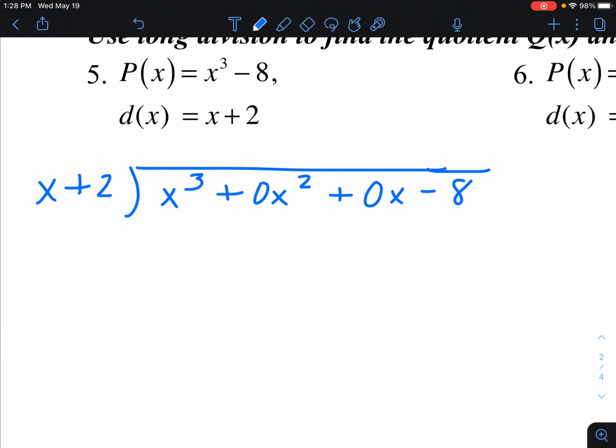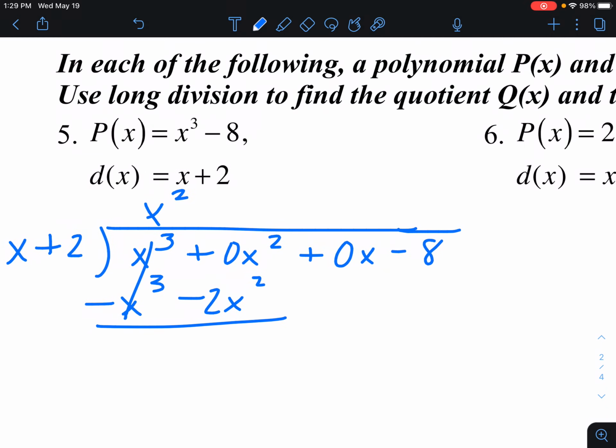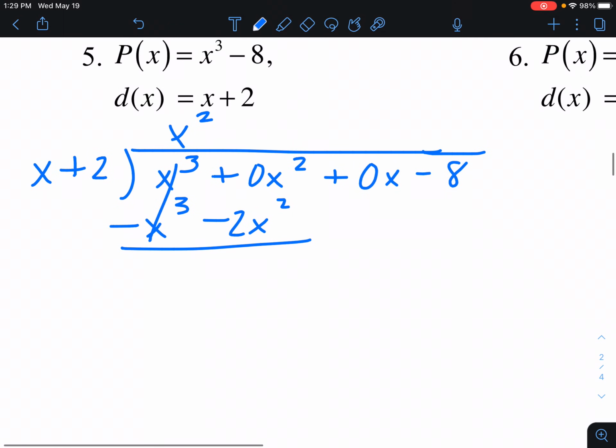So let's divide our first terms. X cubed divided by x is x squared. So now we're going to distribute x squared times x and x squared times 2. And then subtract to change the signs. Cancel. Add down to have negative 2x squared. And then bring down the next term. And now we're going to divide again.